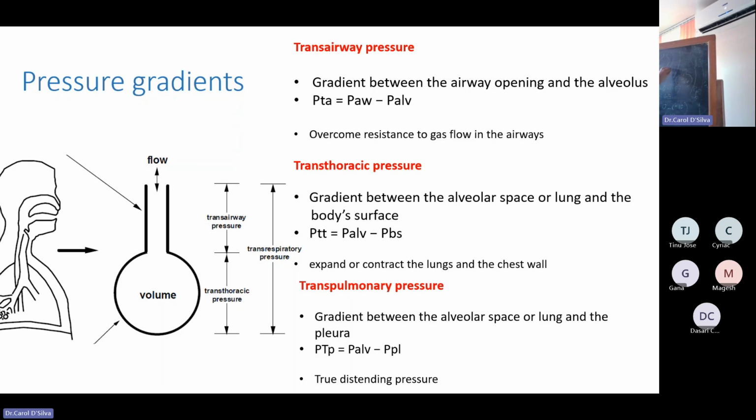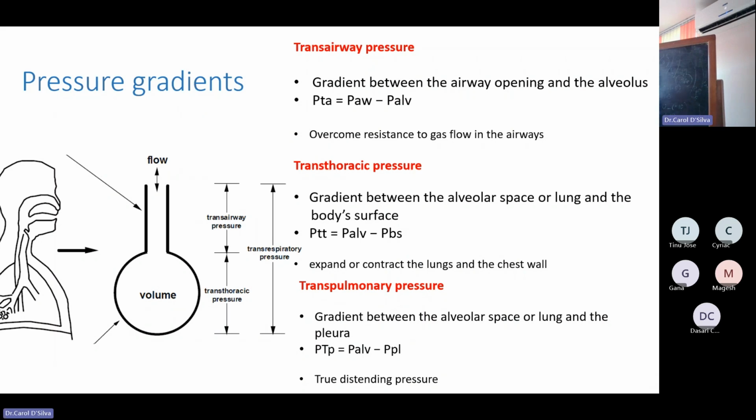The pleural pressure now becomes positive, or it becomes equal to 0. It equals the pressure. So what will happen now? 0 minus 0, the transpulmonary pressure is 0. And whenever the transpulmonary pressure is negative or it is 0, the lung will tend to collapse.